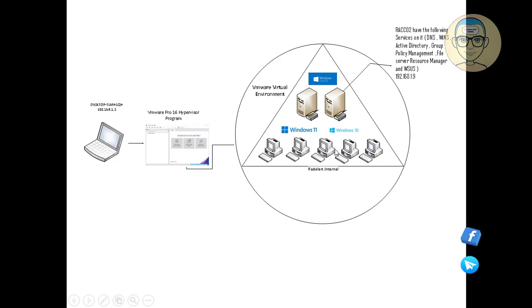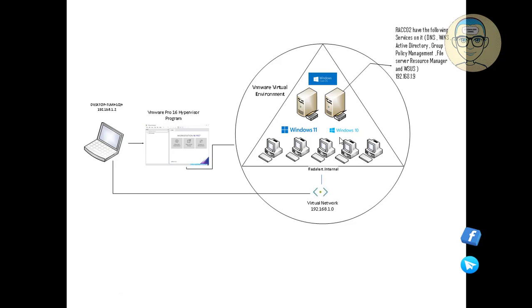Then this whole network will be working with a virtual network. This is the network range. It will be 192.168.1.0. So this is the virtual network. All of these servers or workstations will be within this IP range. And my laptop will also be connected to this virtual network. Why? So I can communicate from my laptop with all of the virtual machines in this virtual environment.